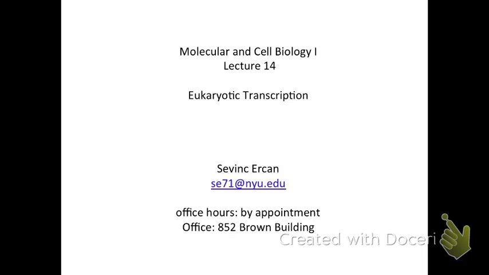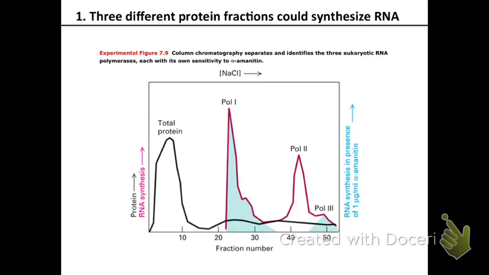Okay, so in the last lecture we stopped with the information that in eukaryotes there are three types of RNA polymerases. They're named RNA polymerase 1, 2, and 3. So how were these polymerases actually found? It was found through biochemistry.